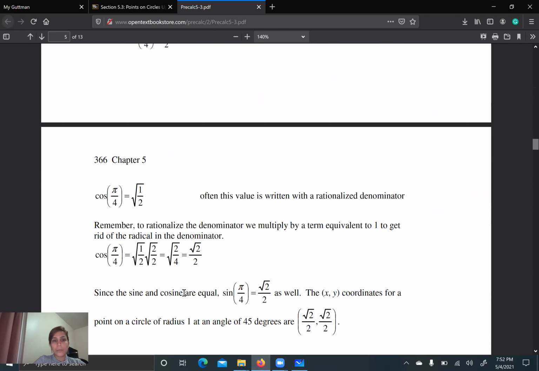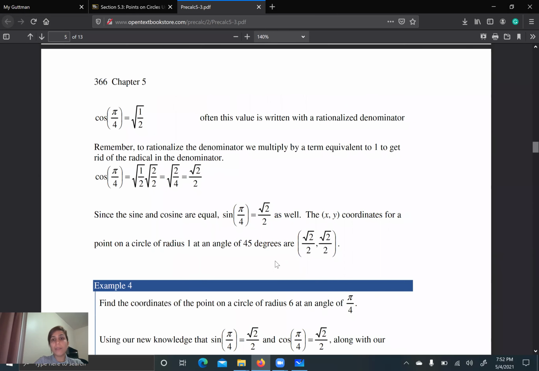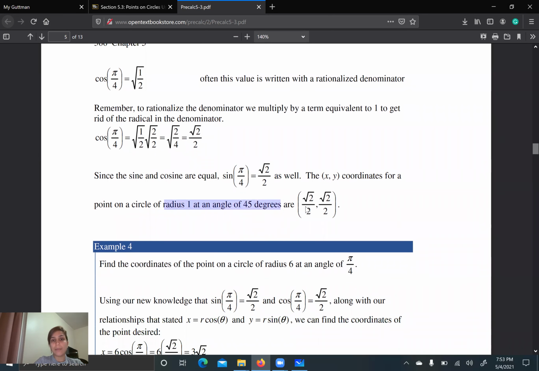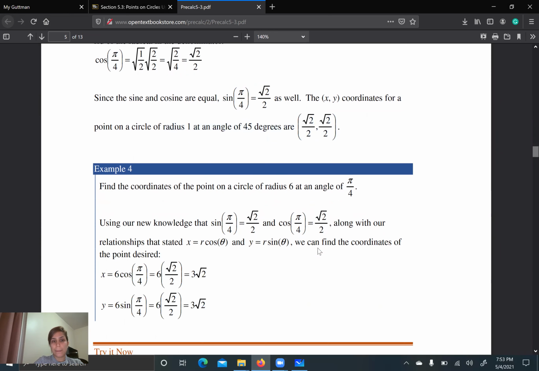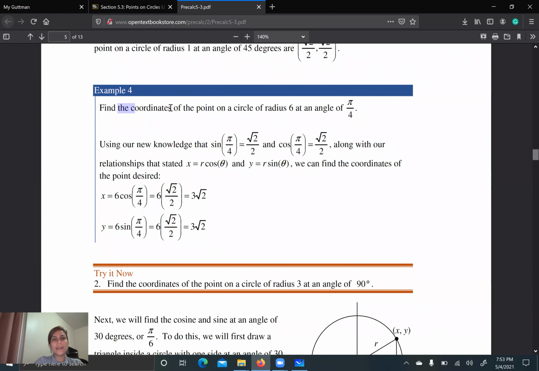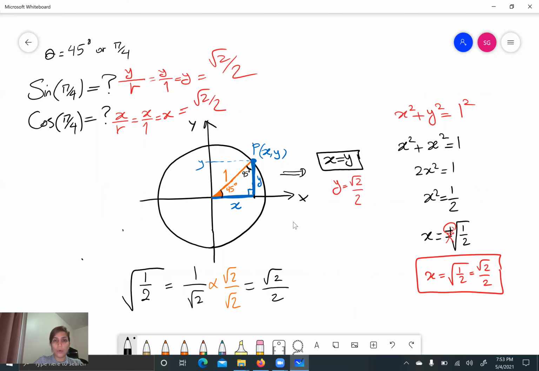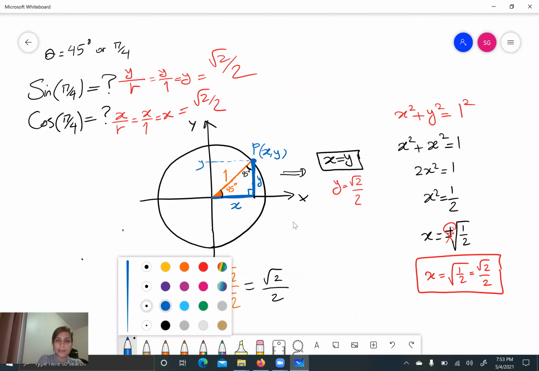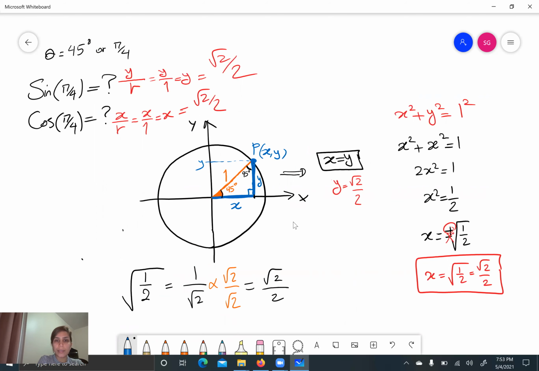Okay, so we derived the sine and cosine, or the x and y value, of the angle 45 degrees. Now find the coordinates of the point on a circle. We just found that the coordinates of pi over 4, which is 45 degrees, are square root of 2 over 2 for the x value, and the y value is also square root of 2 over 2. And this is a circle with radius 1.